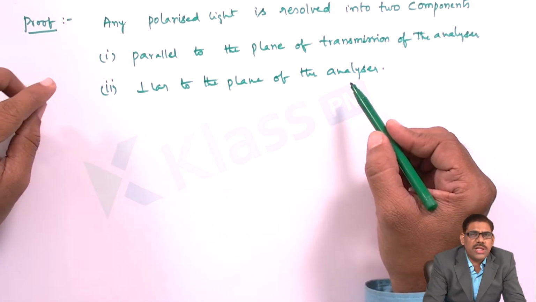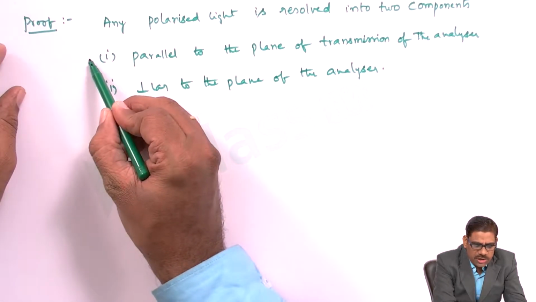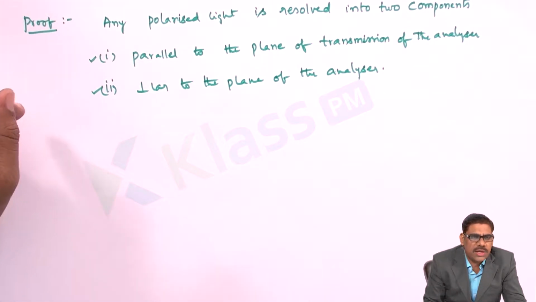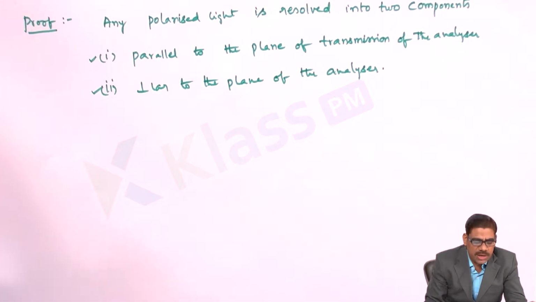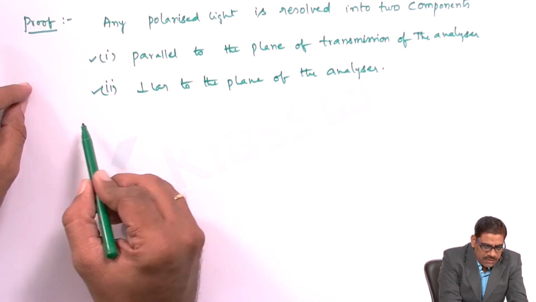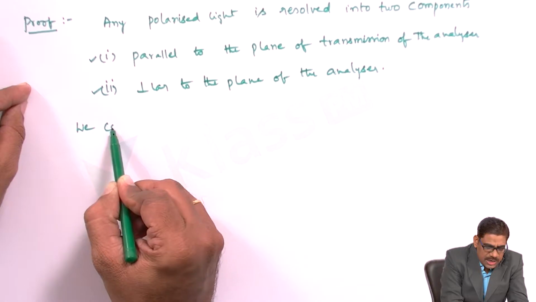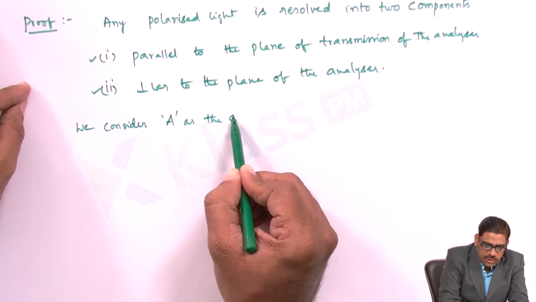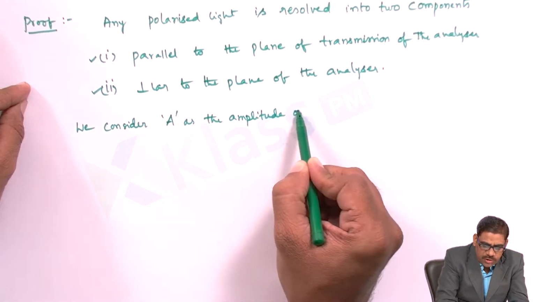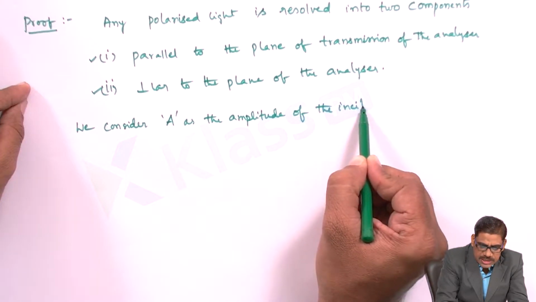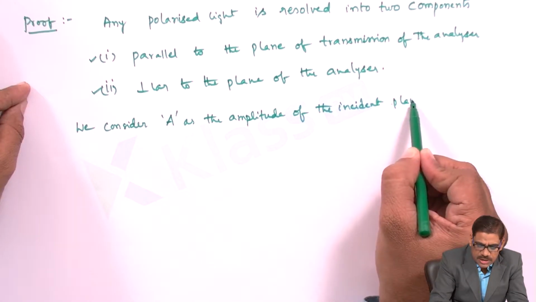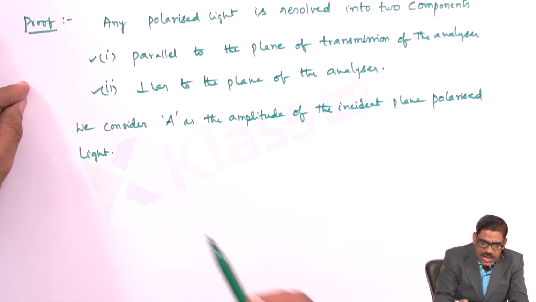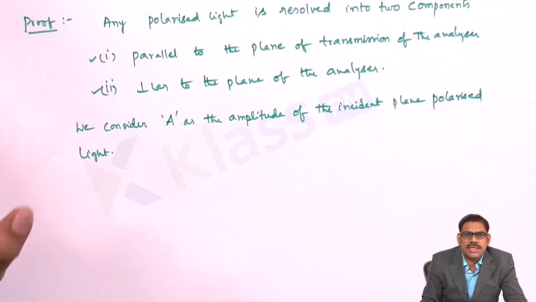So this is how we resolve the polarized light into components. One is parallel to the plane of transmission of the analyzer, and the second one is perpendicular to the plane of the analyzer. For the representation of a diagram here, we consider capital A as the amplitude of the incident plane polarized light.